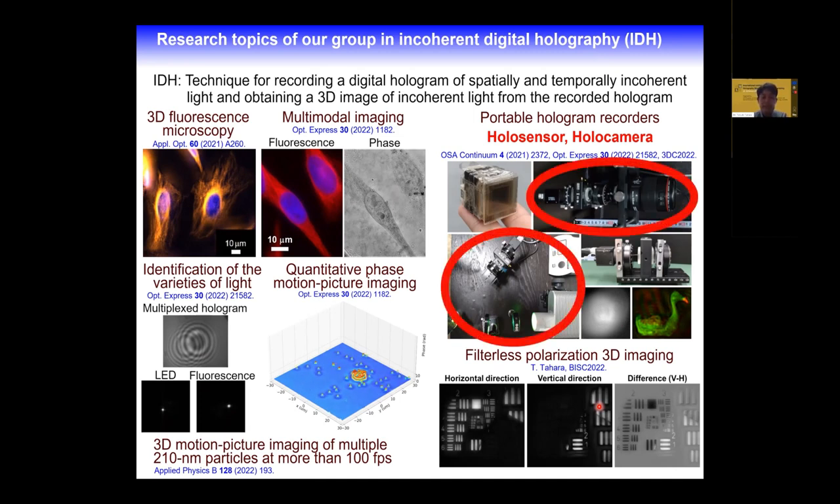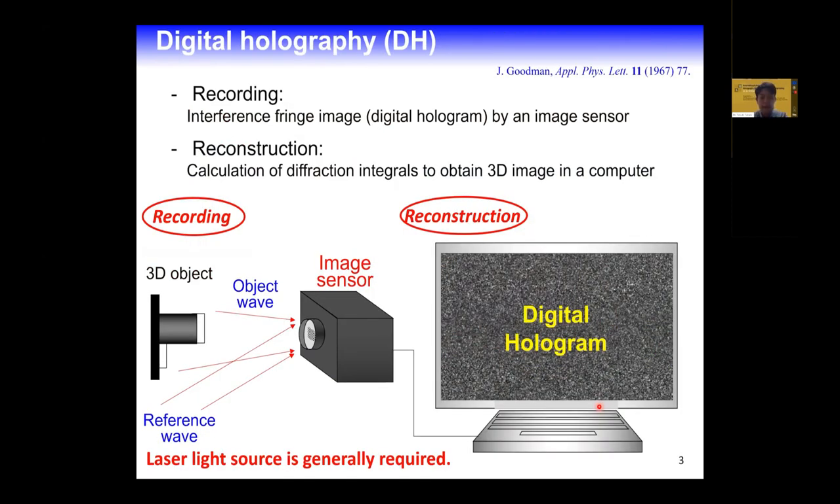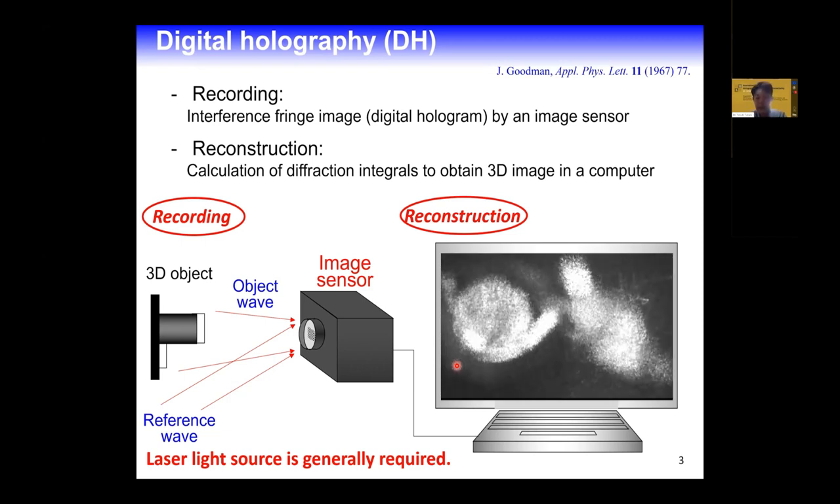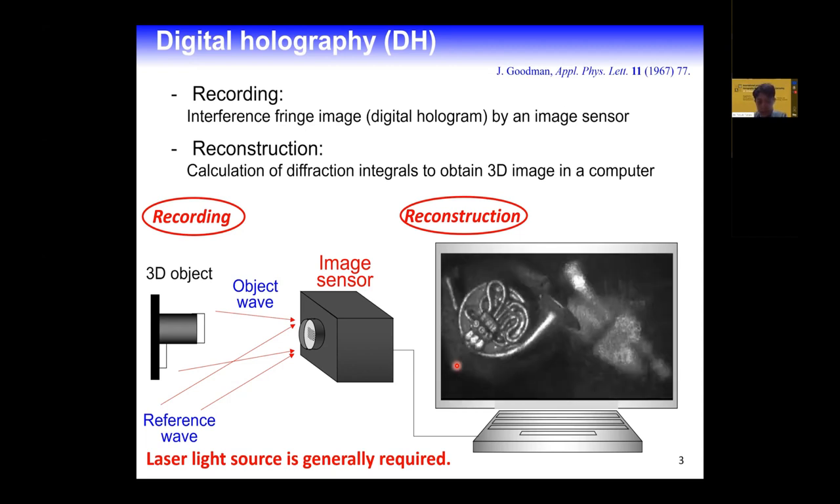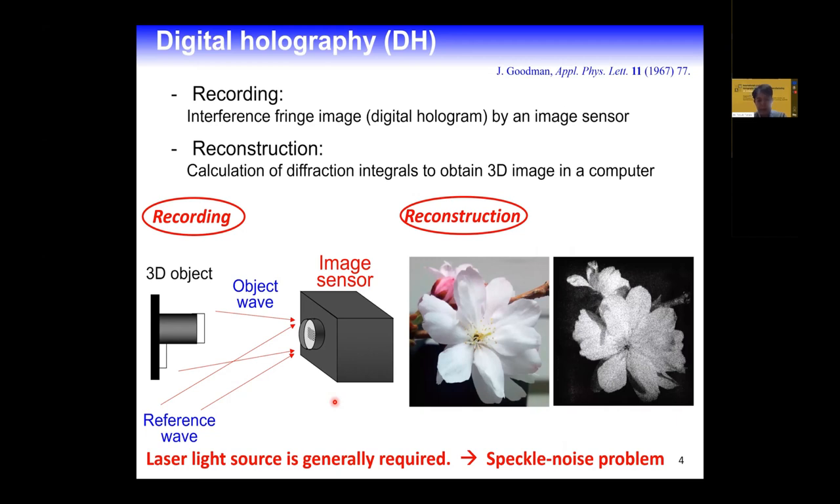Today's topic is here. This slide shows the schematic of digital holography. Digital holography usually uses a laser light source to capture the interference fringe image. Laser light illuminates a 3D object, and light diffracted from the object is introduced to the image sensor plane. Using the reference wave, the interference fringe pattern of the object wave can be captured, and using laser light, a speckle-like hologram can be captured. Using signal processing such as the Fourier transform method or phase shifting interferometry, a 3D image of the object can be reconstructed like this. However, a laser light source is generally required, so the speckle noise problem cannot be avoided. This is a serious problem of digital holography.